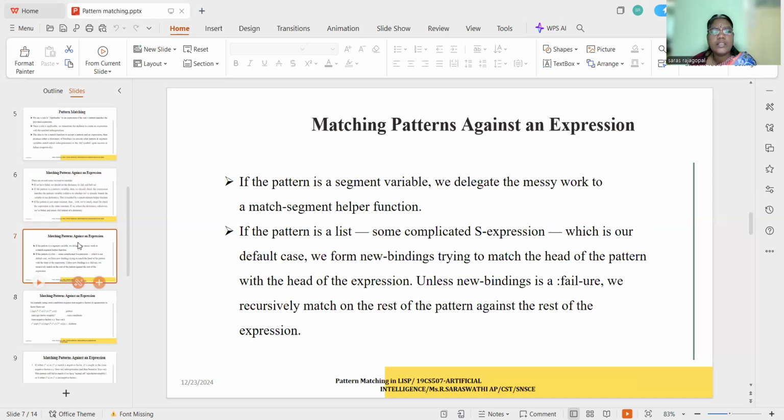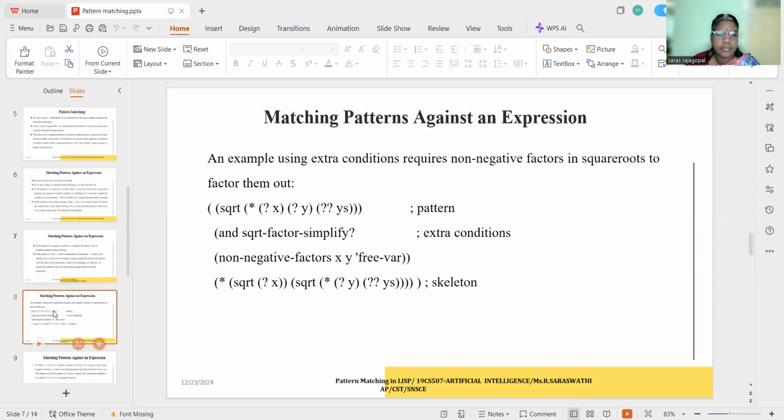If the pattern is a segment variable, we delegate the messy work to the match segment helper function. If the pattern is a list, some complicated expression, that is our default case. We form new bindings, trying to match the head of the pattern with the head of the expression. Unless the new binding is a failure, we recursively match the rest of the pattern against the rest of the expression.